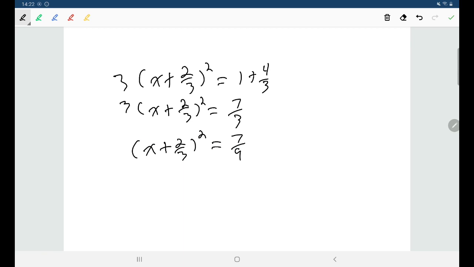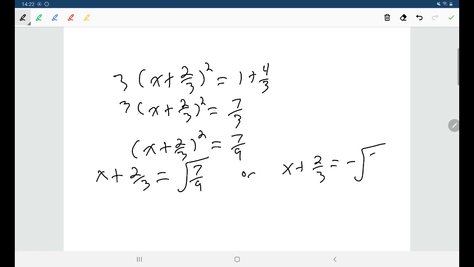So now we have perfect square equals to 7/9, and that means that we can use the square root property. We can say that x plus 2/3 is equal to positive root of 7/9, or x plus 2/3 is equal to the negative root of 7/9. Now, we can simplify this a little bit, because root of 7/9 is root of 7 over the root of 9. That's the same thing as root of 7 over 3.